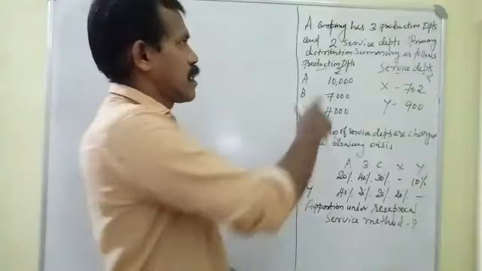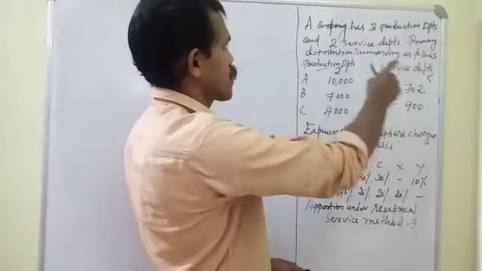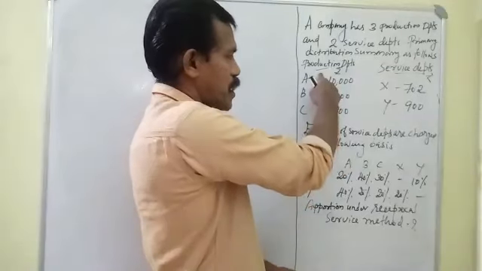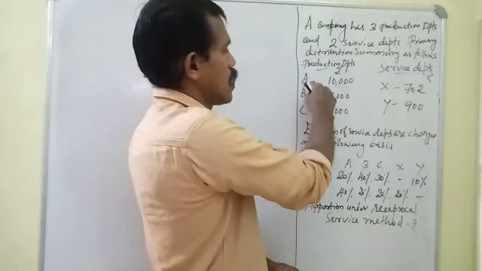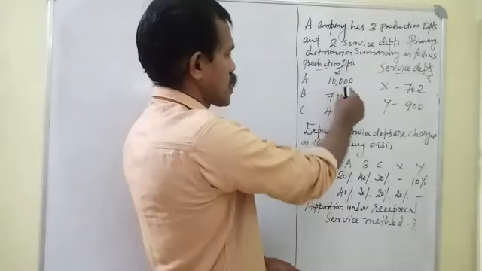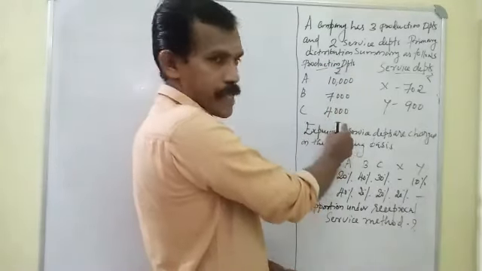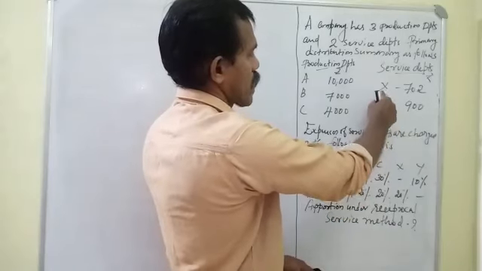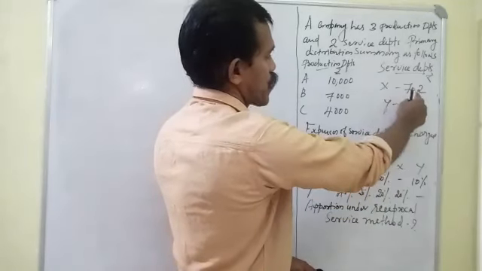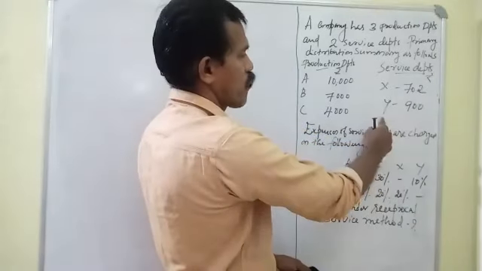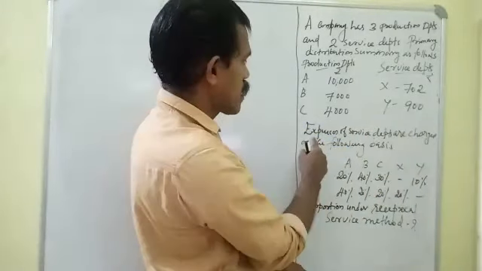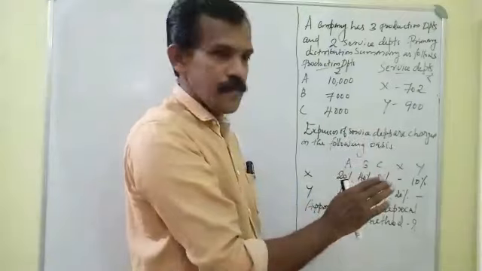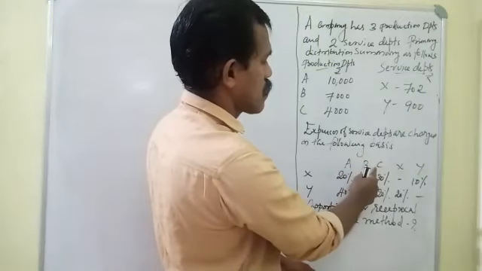Okay, this is our question. A company has three production departments and two service departments. Primary distribution summary is as follows: production departments A, B, C. A's primary distribution summary amount is 10,000, B 7,000 and C 4,000. Then we have two service departments X and Y. X's primary distribution summary amounted to 702, then Y 900.